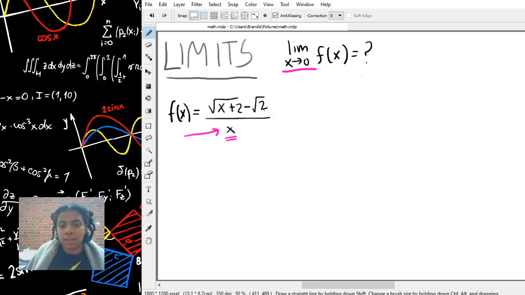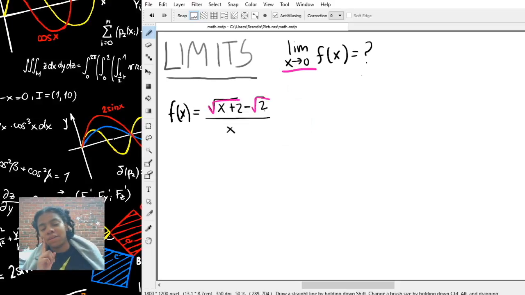But x is just chilling. There's not much we can do with that. So what we actually need to do is start messing with the numerator to get it to cancel out this x. Our numerator has radicals, and that's really hard to deal with. It'd be really good if this radical wasn't here. But how can we do that?